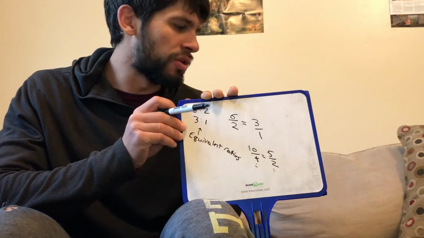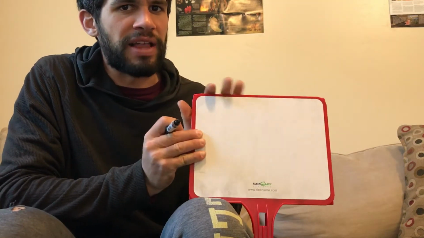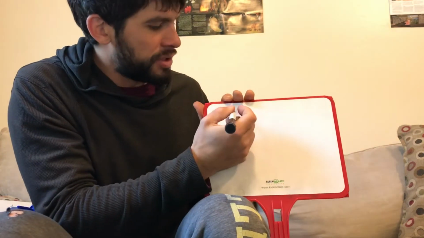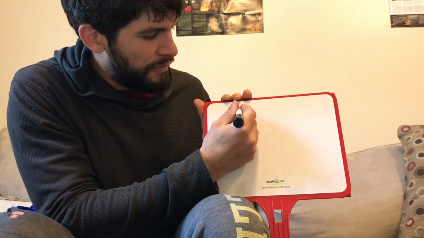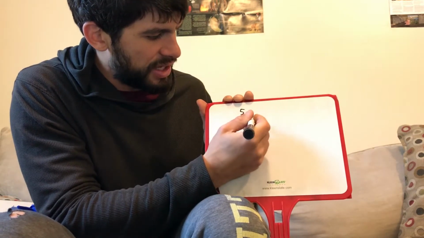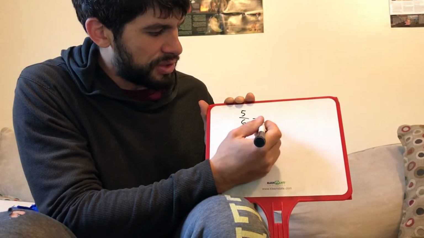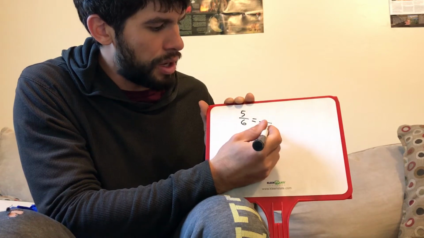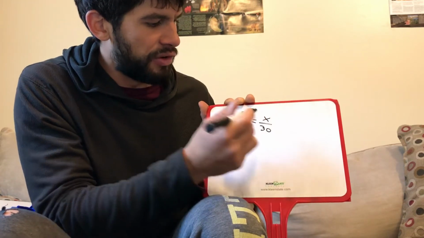So let's go through a couple of examples. One of the ways that we're going to use these is to solve algebraic equations that use proportions. So now we're going to bring in some of the algebra that we worked on in the last unit. So suppose we have 5 over 6 is equal to x over 30.